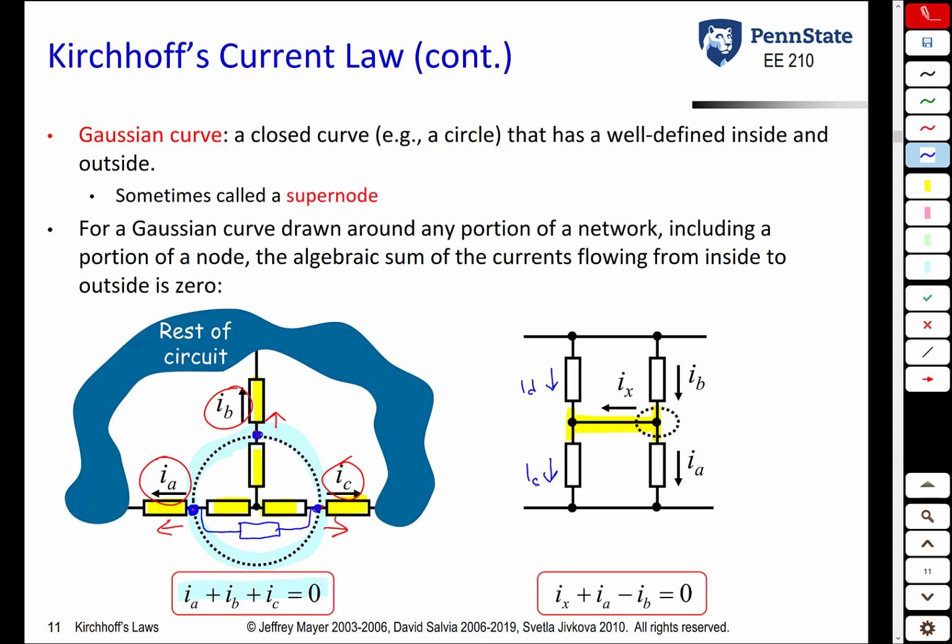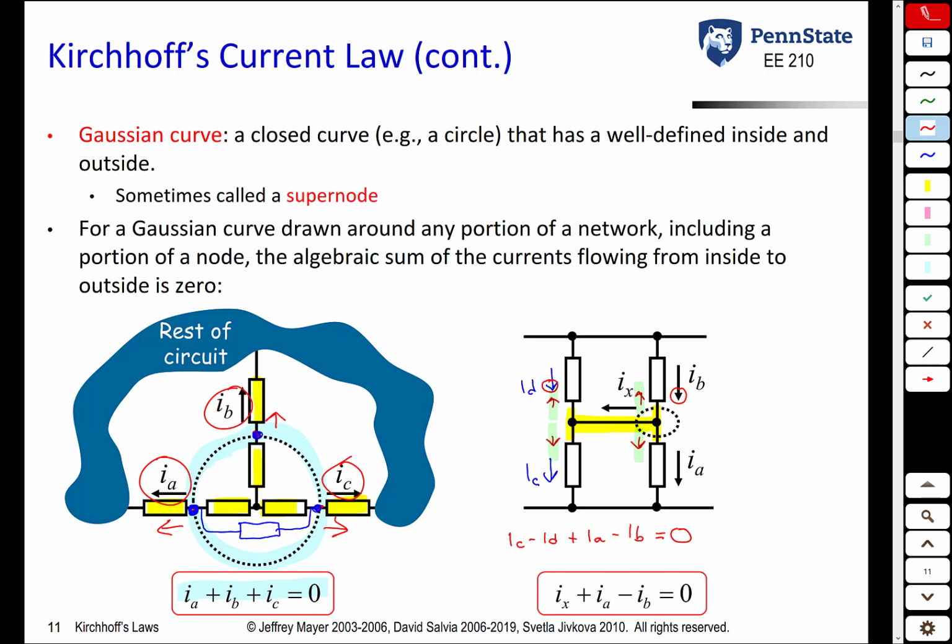So this thing in yellow is one node. If you did KCL for that node, you would get this current plus that current plus that current plus that current is equal to 0. So you would get IC minus ID. Why is it minus? Because we hit that arrowhead first. Plus IA minus IB, minus because we hit that first, is equal to 0. So this would be the KCL equation for that node.